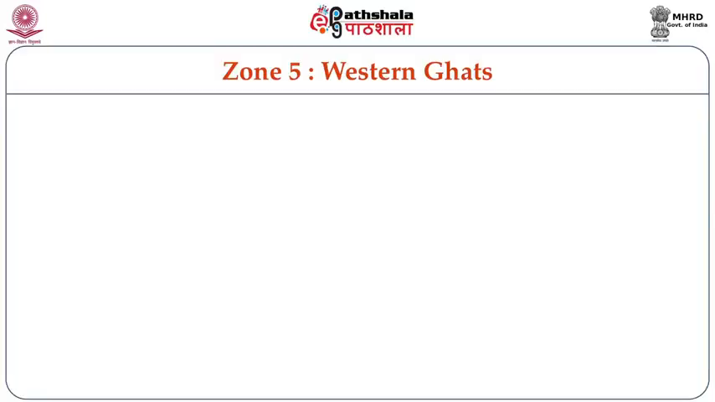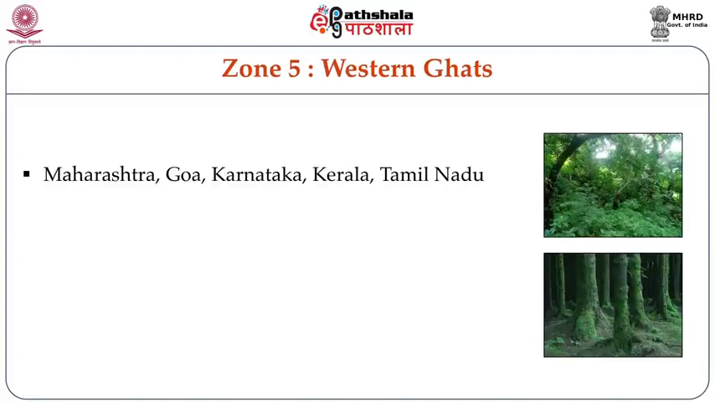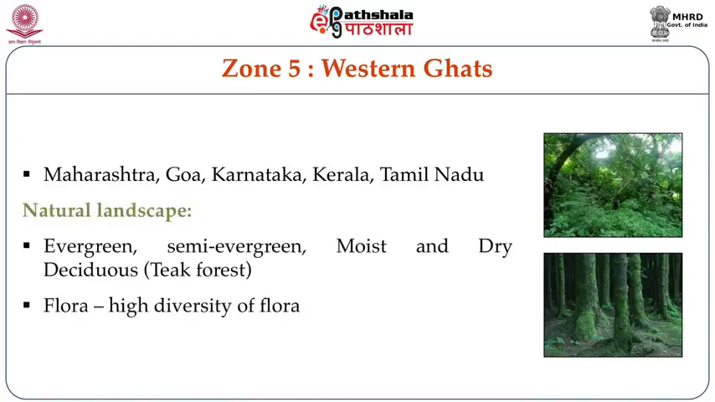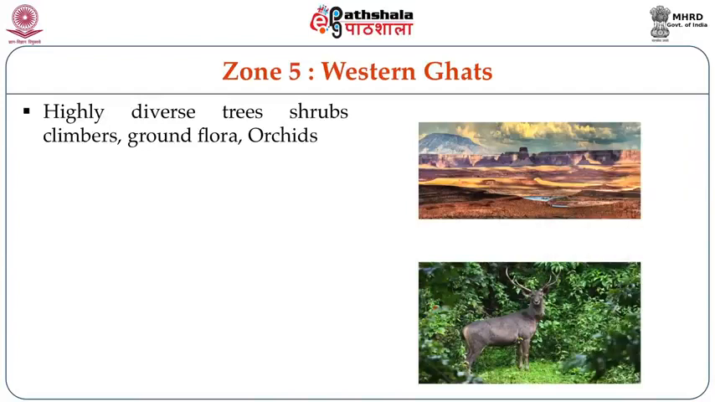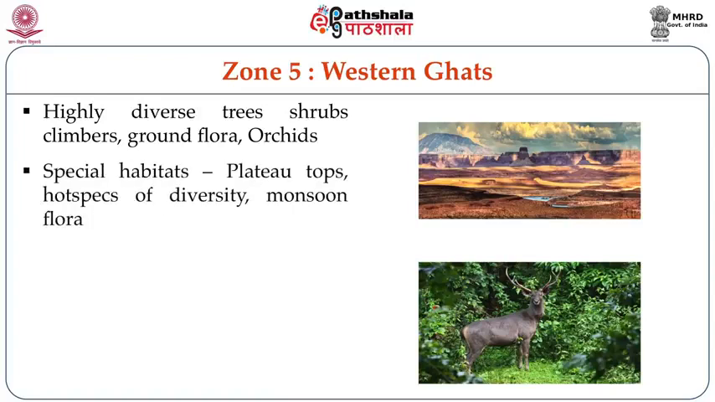The next zone is a very special zone. This is the Western Ghats. It is found from the southern parts of Gujarat into Maharashtra, Goa, Karnataka, down into Kerala. And these are evergreen forests, very much fragmented now because of human activity, becoming smaller and smaller patches of forest. And these have high diversity of plant life, climbers, shrubs, ground flora, orchids, and a very special part of this kind of vegetation occurs on the plateau tops that we have there, which are monsoonal plants, very, very specialized, very, very endemic to these areas, not found anywhere else in the world.